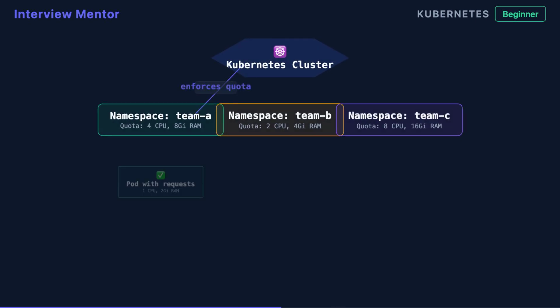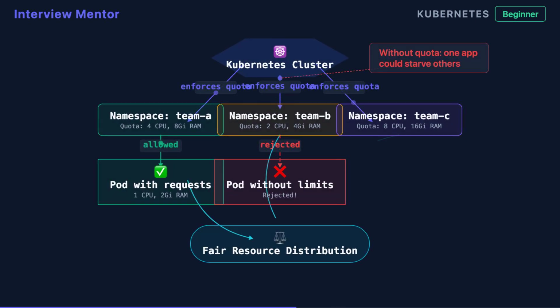Here's why it matters. Without quotas, one application could consume all cluster resources, starving everyone else. Quotas prevent this by enforcing limits per namespace. When a quota is active, any pod you create must specify resource requests and limits. Kubernetes rejects pods that would exceed the quota, keeping the cluster stable and fair for all tenants.